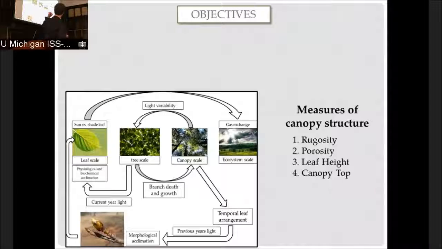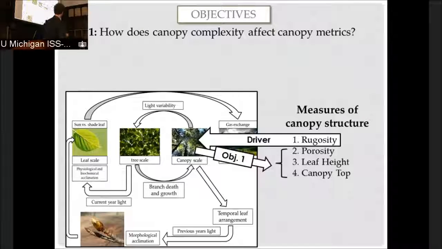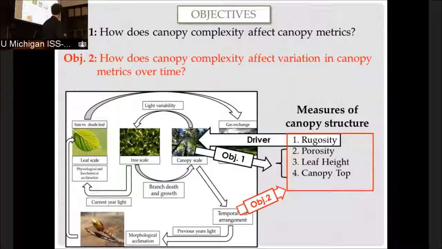And so the idea here is that given our a priori knowledge of all the things that rugosity does, this is going to be the driver in this conceptual model that I presented. And the first objective is to see how all of these other structural characteristics relate to rugosity. And then finally, how do all of these metrics, including rugosity itself, vary over time as a function of how rugose the plot is at the beginning of that time.